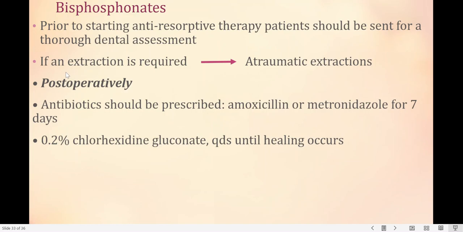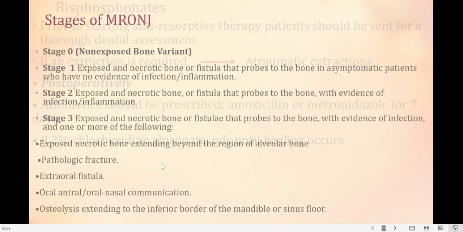Now, if an extraction is required during preparing the patient for taking bisphosphonate, this should be as atraumatic as possible. And postoperatively, antibiotics should be prescribed in the form of amoxicillin or metronidazole for 7 days, and consider antiseptic mouthwash such as chlorhexidine until healing of the extraction wound occurs.